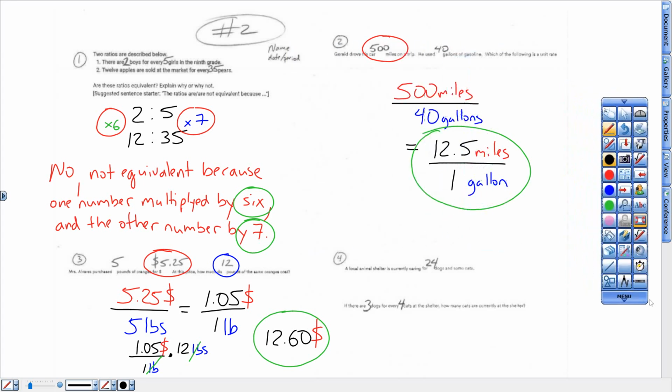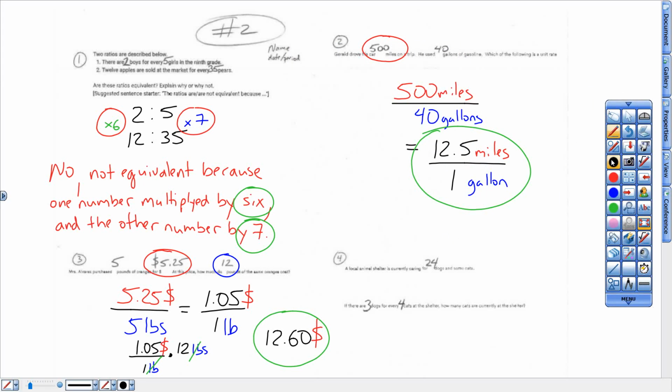All right, number 4, another ratio problem. I have 3 to 4 and 24 to some unknown. So maybe write it just like it's spelled out. 24, and then I have an unknown number of cats, trying to find that number right there. The other ratio is 3 to 4.